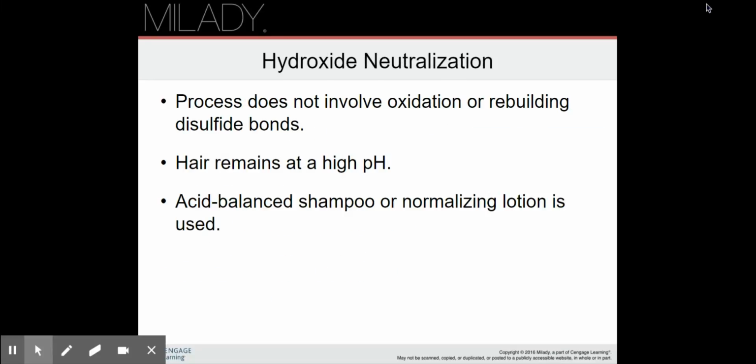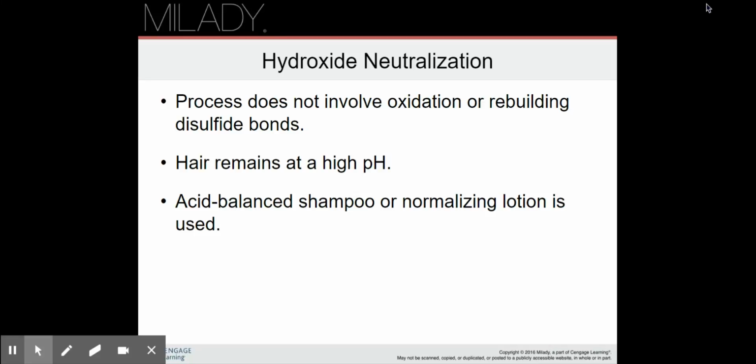Neutralization for hydroxide does not involve oxidation or rebuilding disulfide bonds, so it's different from thio neutralization. The hair remains at a high pH. An acid balance shampoo or normalizing lotion is used.